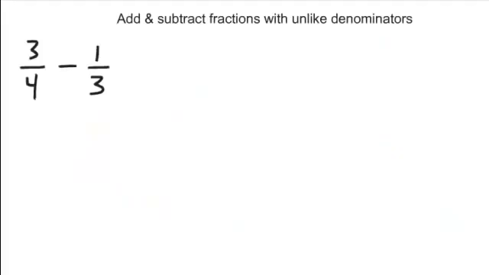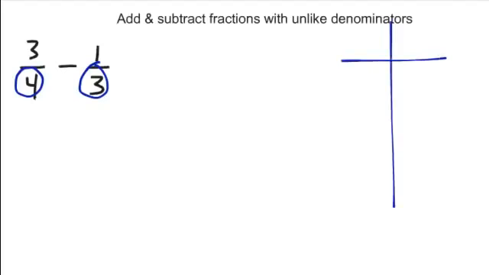Let's take a look at one last example. Here I have 3/4 minus 1/3. And again, we're going to have the race between the 4 and the 3 because we want to make those denominators be the same. So I make my T-chart. I put one number on the left and the other on the right. And I start listing my multiples until they match up.